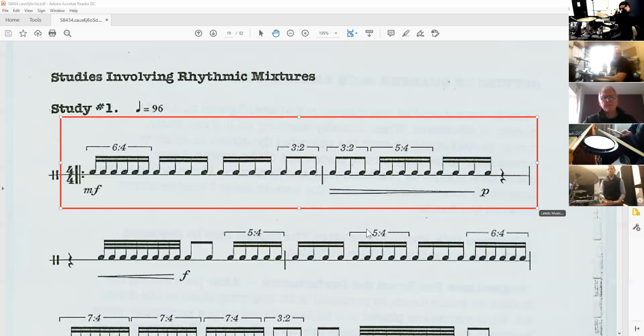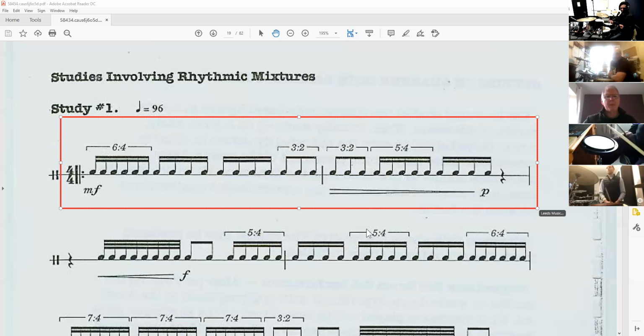Okay, 1, 2, 3, 4. 1 and the 1 and the 2 E and the 2 E and the 4 and the 1 and the 2 E and the get the E and the 4. 1, 2, 3 and go. 1 and the 1 and the 2 E and the 3 E and the 4 and the 1 and the 2 E and the get the E and the 4.